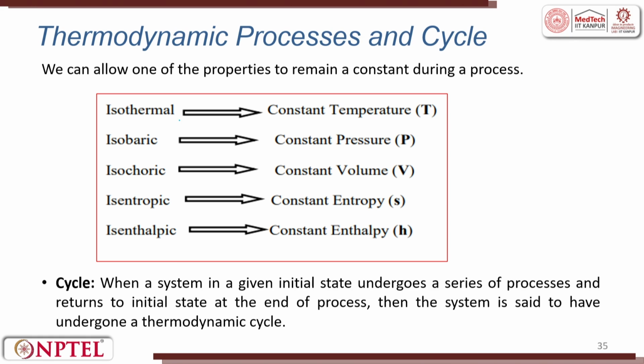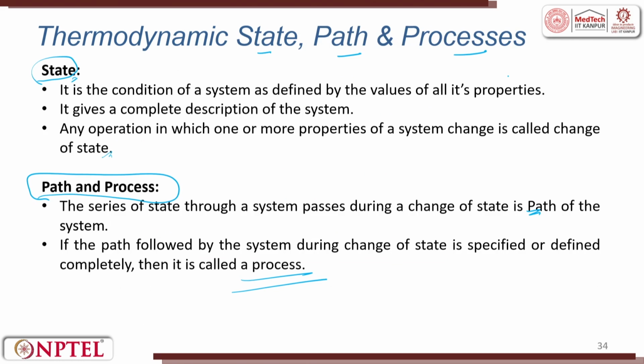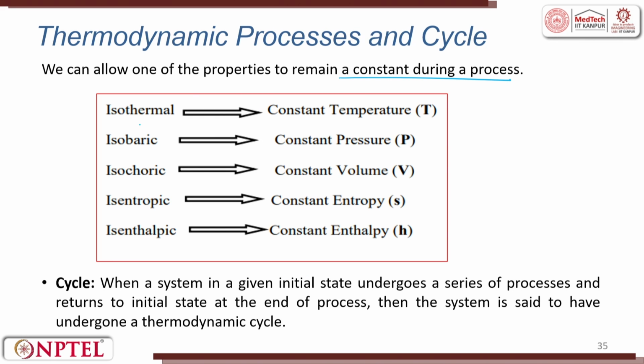For example, isothermal. One of the properties is constant during the process. What is a process? You have understood process here. So for a process you should understand the path, right? So isothermal. When we say isothermal process, that means there is a constant temperature. Isobaric means constant pressure. Isochoric means constant volume. Isentropic means constant entropy.